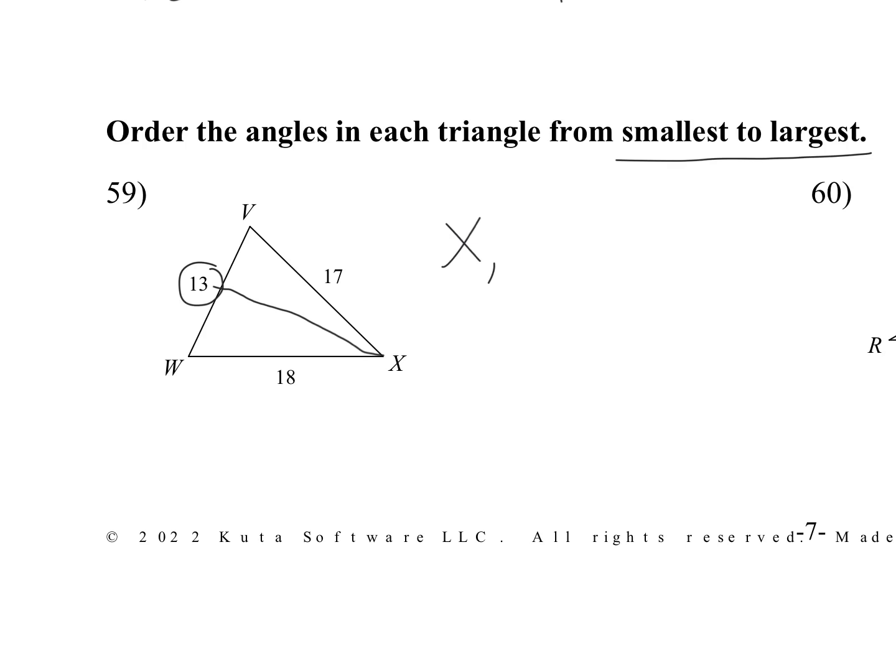What's our next biggest side? 17, which goes with W. And then 18 is our next biggest side, and we go with V. So smallest to largest goes that way. The relationship cuts across the triangle.